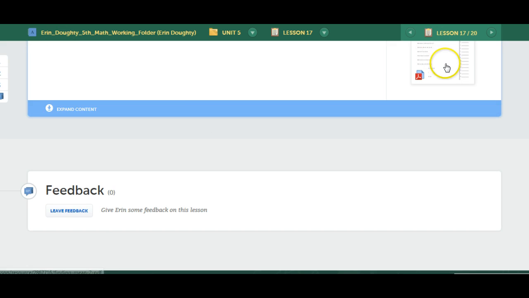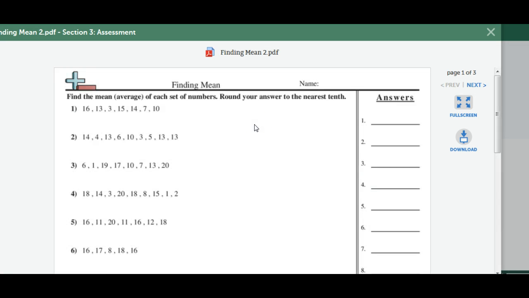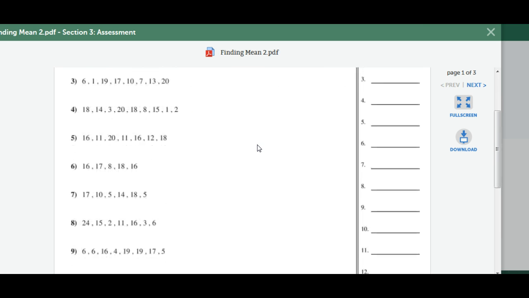So on the last day, the students are showing if they can find the mean of a set of numbers. So again, they're doing some practice finding the mean, and they need to show their work on how they solved each one of these.